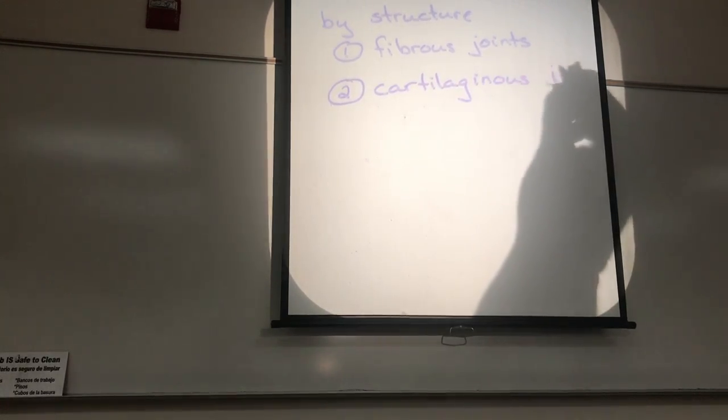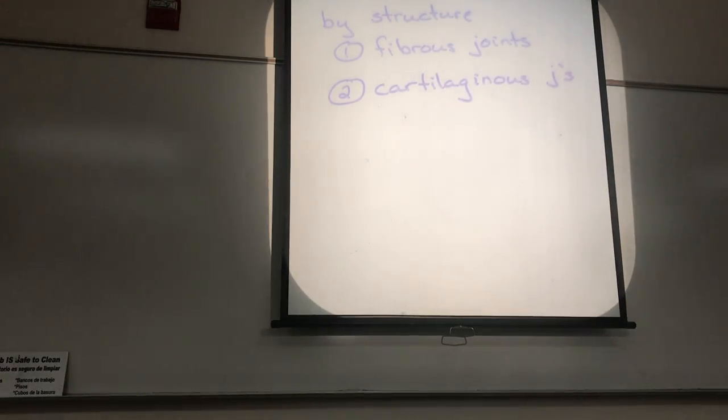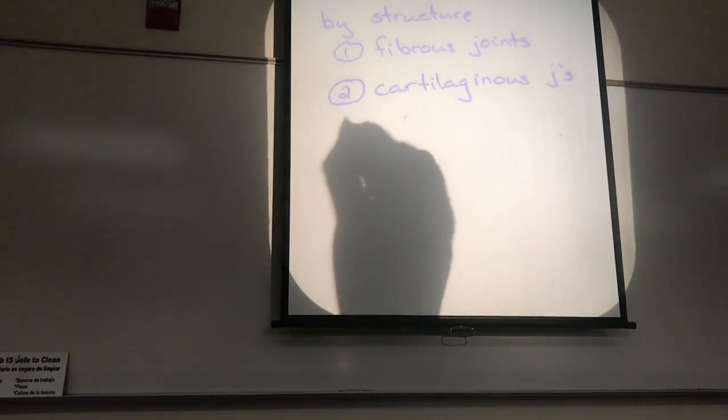The second type would be the cartilaginous joints. Again, the cartilaginous joints have no joint cavity. And what would you think connects the bones? Cartilage. Cartilage, yeah, that's a pretty easy one. So cartilage connects the bones, there's no joint cavity.